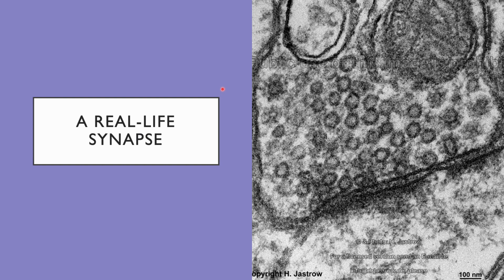And here's a look at a real-life synapse. This was taken with an electron microscope. So here we can see the presynaptic neuron, and at the bottom here we can see the postsynaptic neuron. And this is a very small space in between our two cells, which is only about 20 nanometers in size.